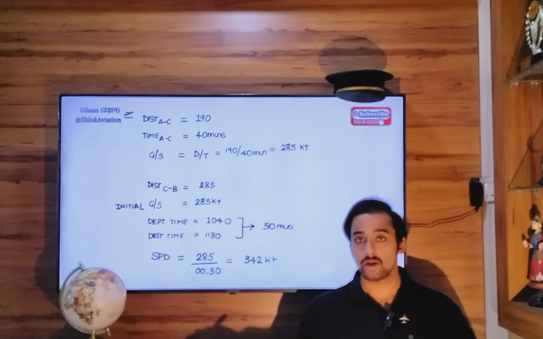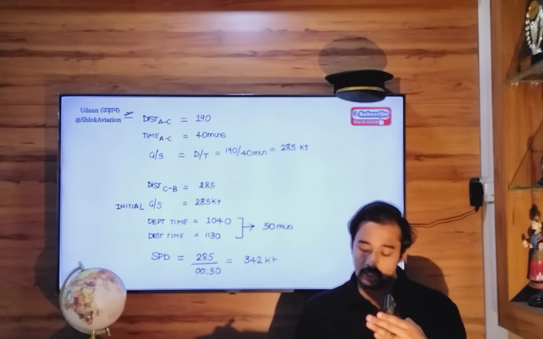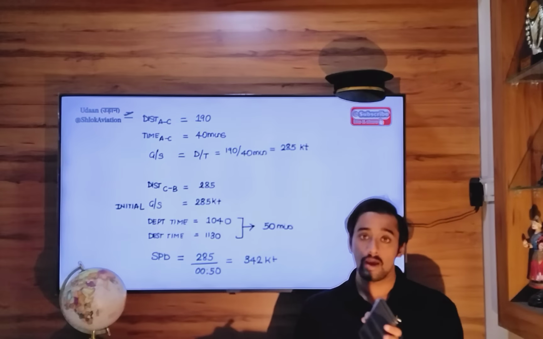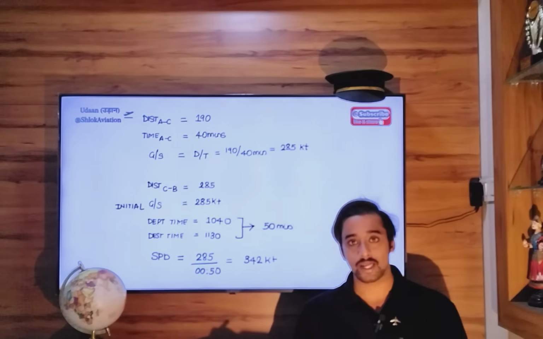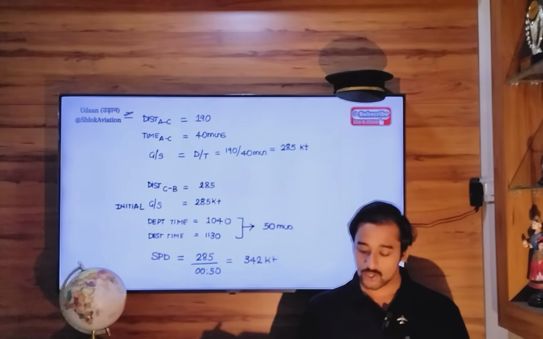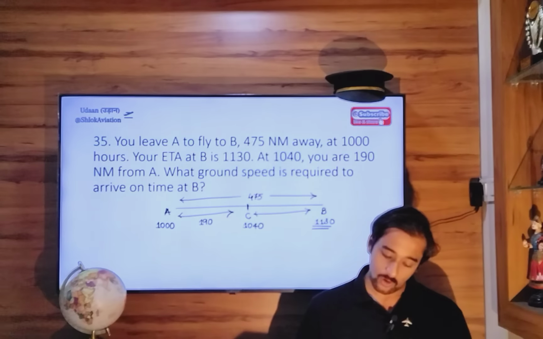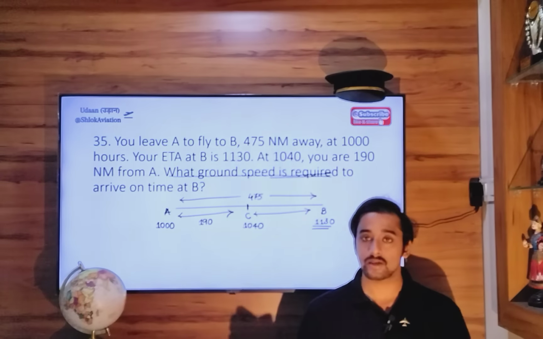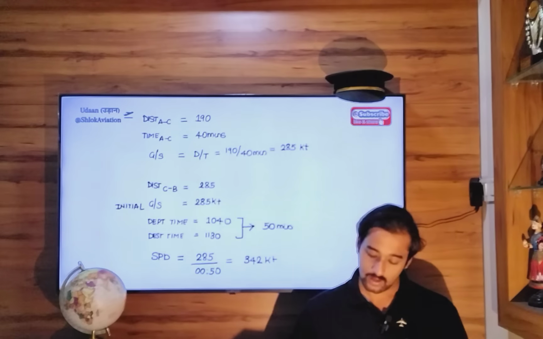So the initial ground speed is 285 knots, but if you continue to fly at that speed, you will reach your destination much later than 11:30. To reach your destination on time, you will have to increase your speed. So the new speed will be 342 knots. So what ground speed is required? The ground speed required to reach the destination on time is 342.